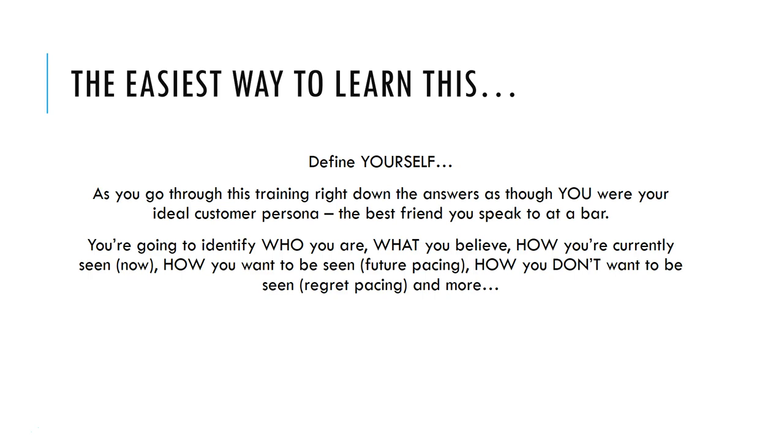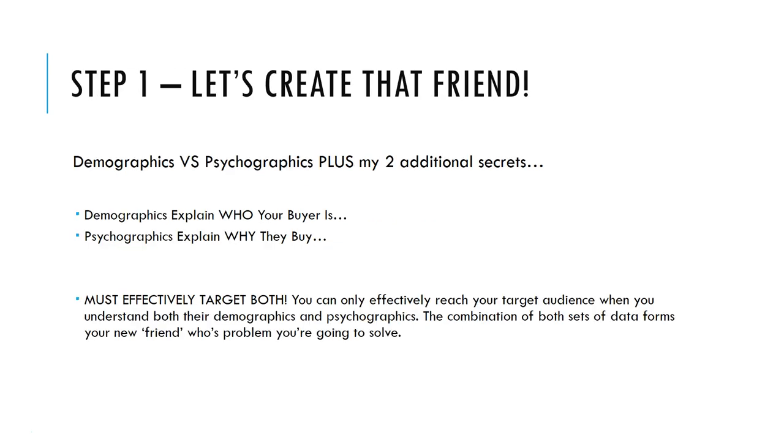Pardon me there. So the best way to go about doing this is to define yourself first. Define yourself as the perfect customer. As you go through this training, I want you to be writing down the answers as though you were your ideal customer persona, your best friend that you speak to at a bar. You're going to identify who you are, what you believe, how people currently see you, how you want to be seen, which we call future pacing, and how you don't want to be seen, which we call regret pacing, right? You're pacing regret in their brain. You're showing them the regret. And you're going to do a couple other things as well.